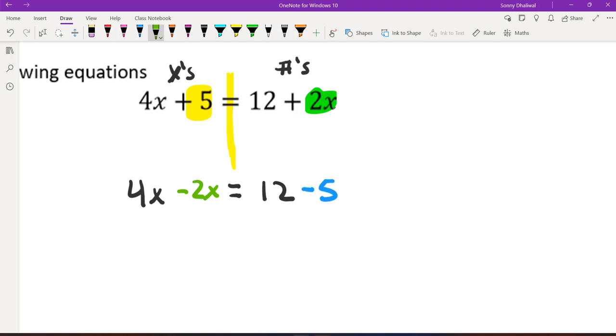Okay? So now, if you notice the equation, we have all x's over here, all just numbers over here. So we moved all of our like terms together. Now we simplify. We have our x's over here. We can add those together, or in this case, subtract. What is 4 minus 2? 2. 2x. So this is like what we did in December.